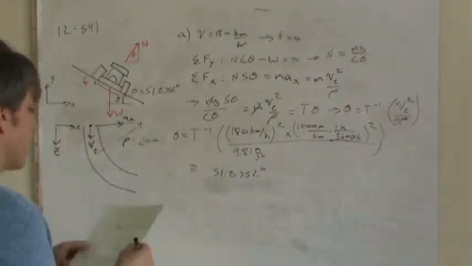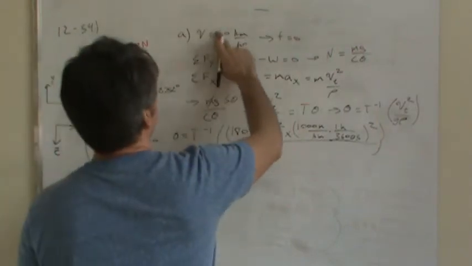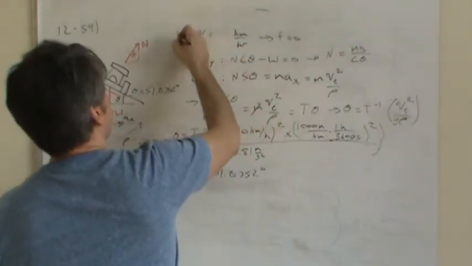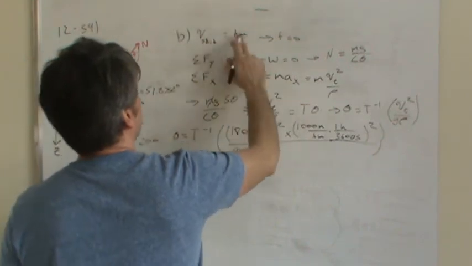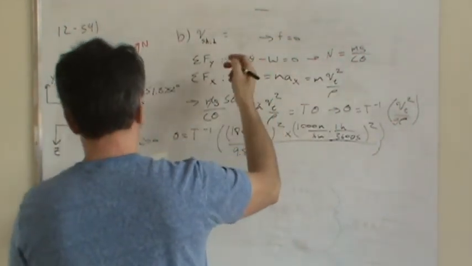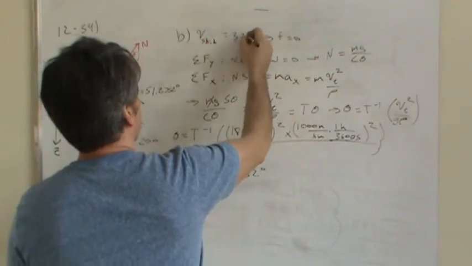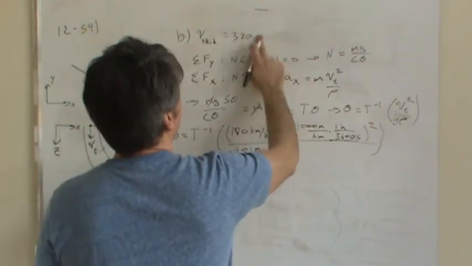Part B, they tell us that the skidding velocity, let's change this to part B, we don't have to change a lot. The skidding velocity is twice the rated speed. It's 320 kilometers per hour.